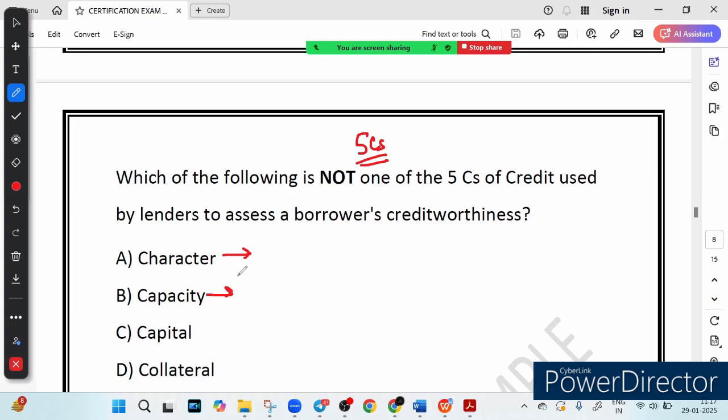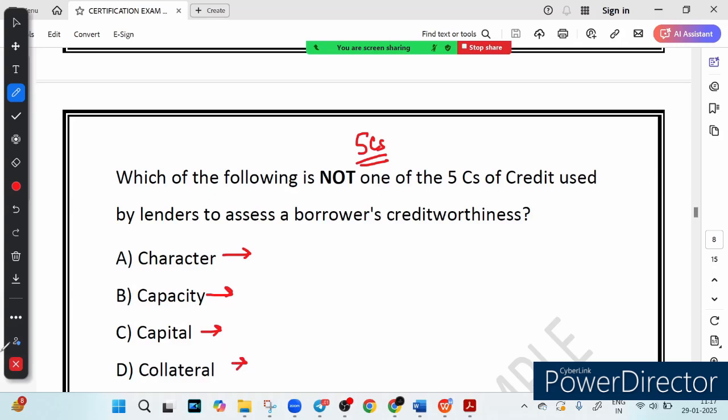Then the third option we have is capital. This is another important C, right? Capital refers to the borrower's own money invested in the business or asset. If you are taking a business loan, the bank will check how much of your own money you have already invested. Option D says collateral. This is definitely one of the 5 C's. Collateral is an asset that the borrower pledges as security for the loan.